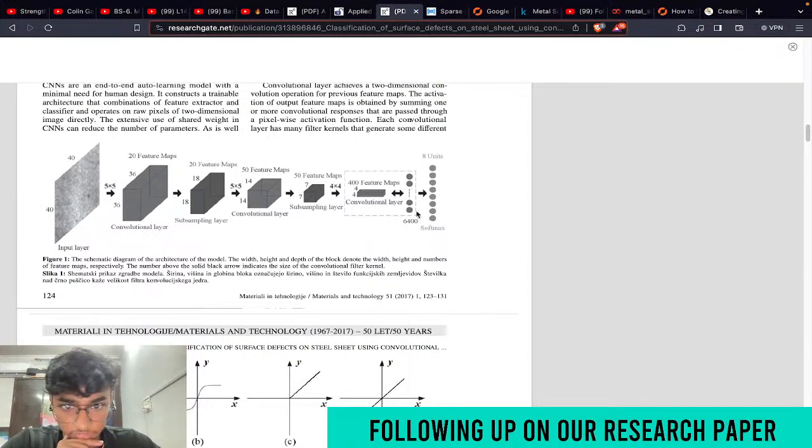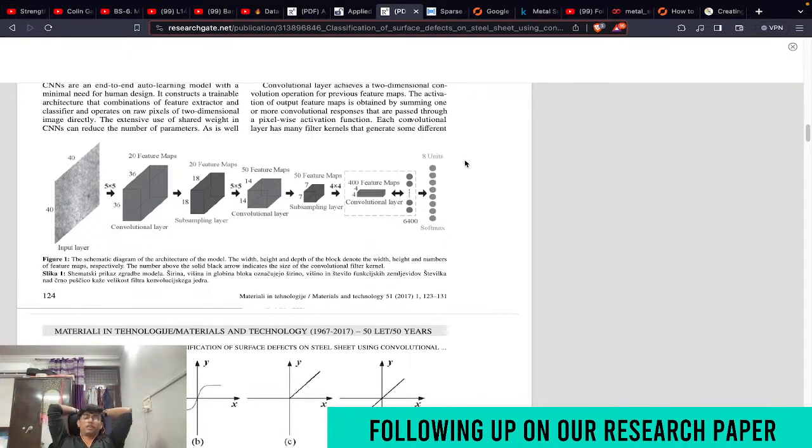And this, we flatten, right? Because 4 into 4 is 16. 16 into 400 would be 6400. So this is just flattening the layer. And after flattening, we use a dense layer with a softmax activation that converts into 8 units.